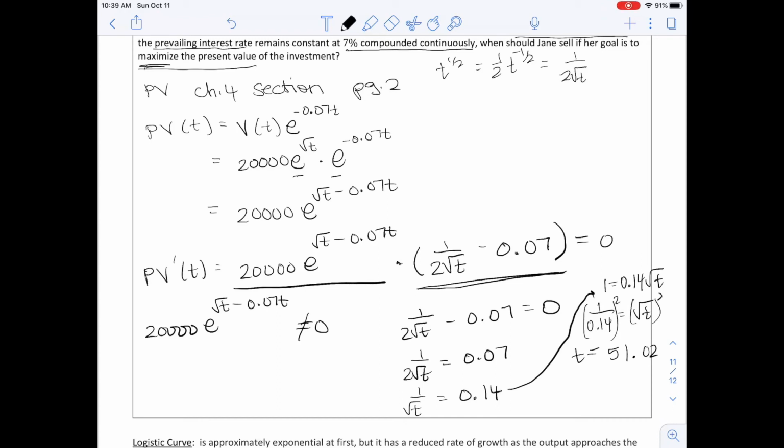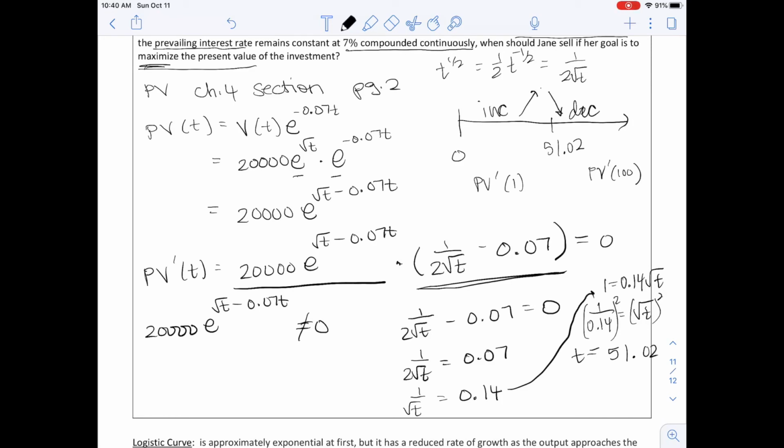And so this is where it should be maximizing, and if you would double check this, we know that our t values need to start at 0 since we are dealing with time. If I put in 51.02, checking to make sure we actually have a maximum here, I substitute into my derivative something smaller than 51, say 1, and something larger than 51, say 100. When I do this, I get that my first interval is positive, so it's increasing, and my second interval is negative, so it's decreasing. So it goes from increasing to decreasing.